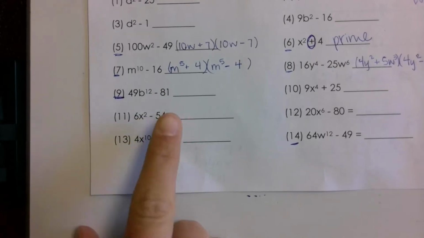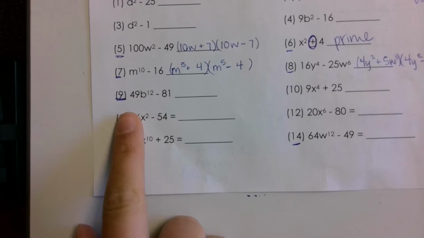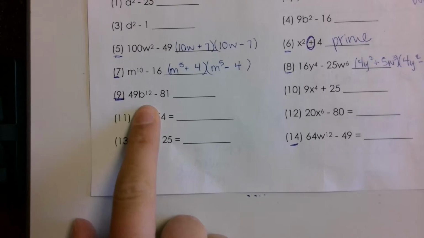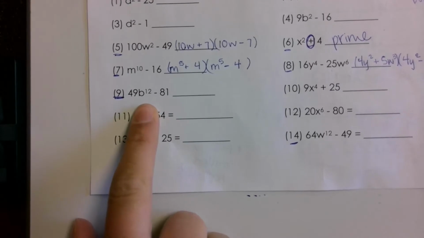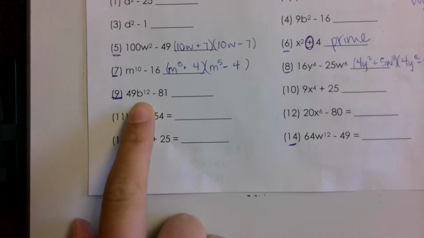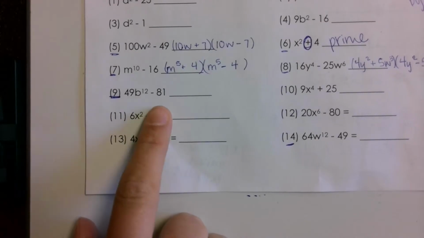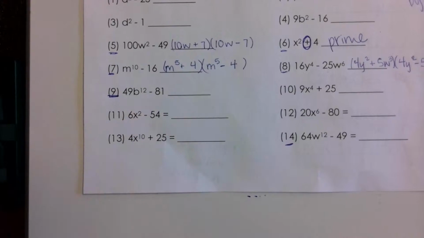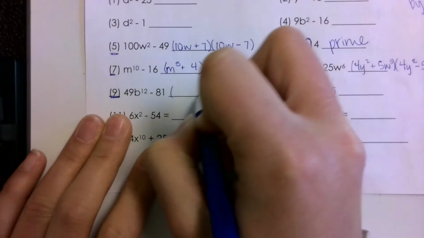Is 49 a perfect square? Is b to the 12th going to be a perfect square? How do we know? It's even. You can divide by 2, exactly. And then is 81 a perfect square? Yes. So we'll set up our parentheses and go ahead and factor that.